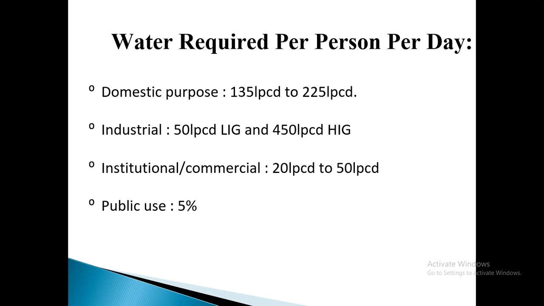For domestic purpose, 135 liters, because that includes the morning shower, attending the bathroom, toilet, then of course the afternoon kitchen, followed sometimes by evening kitchen work, and then at night washroom time, toilet time. So 135 is the Indian basic standard, liters per capita per day.